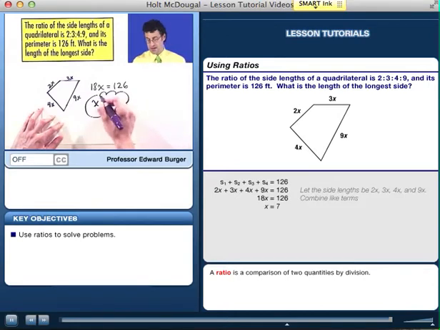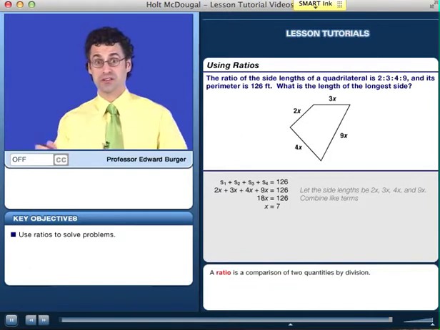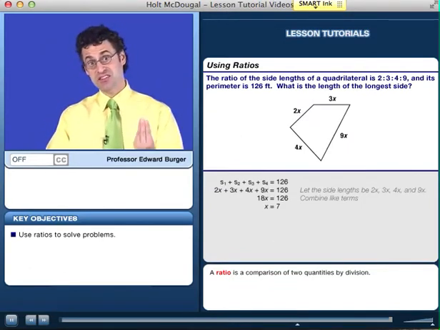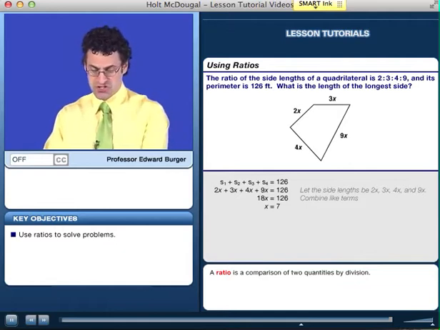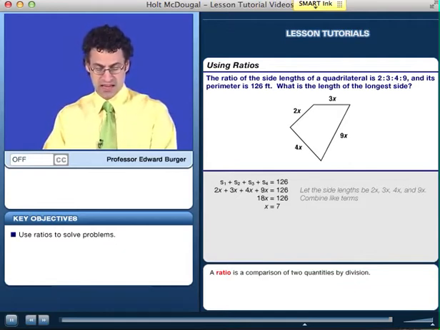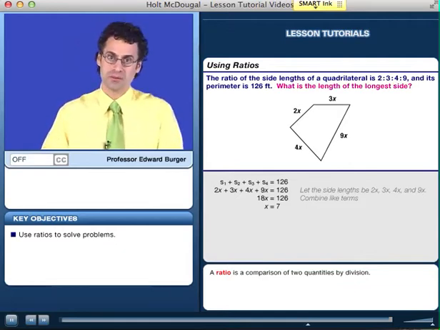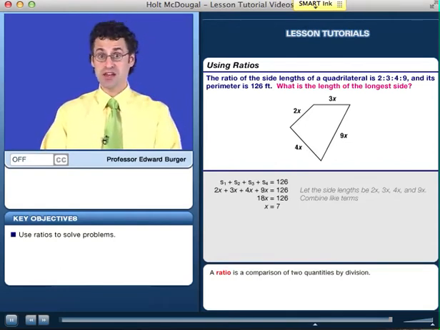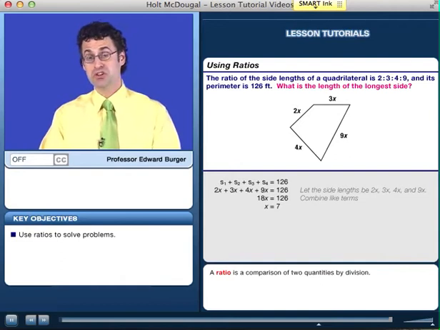So you're getting all excited. Oh, x equals 7. That's the answer. Let's run off and play volleyball. No, not yet, because that's just an intermediate step. The question was, what is the length of the longest side? This is so important. When you're working on a question, whether it's in math or any other subject, make sure that before you leave it, you return back to the original question and that you've answered it.